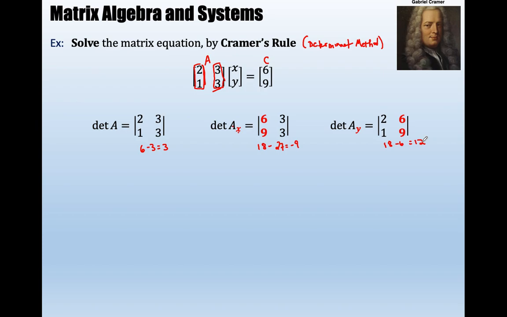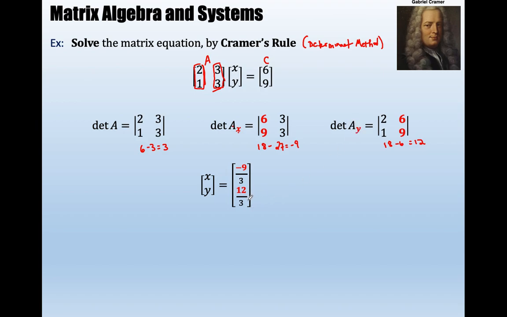And then Cramer said that once you have these 3 determinants, the solution x, y looks like this. The x component is the determinant A sub x over the original determinant, and the y answer is the determinant of y over the original, right? The determinant of A sub y over the original determinant.